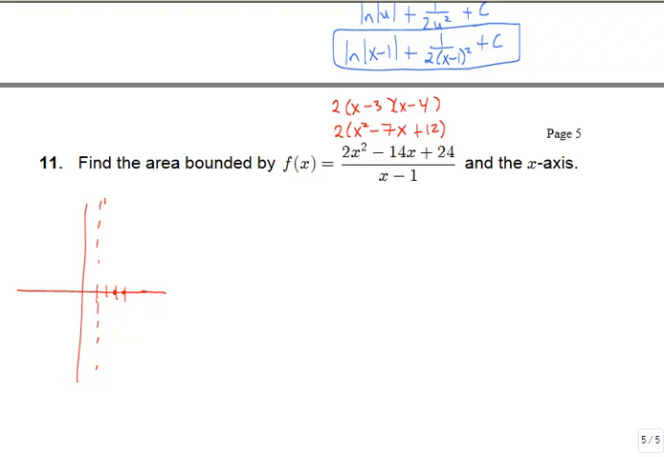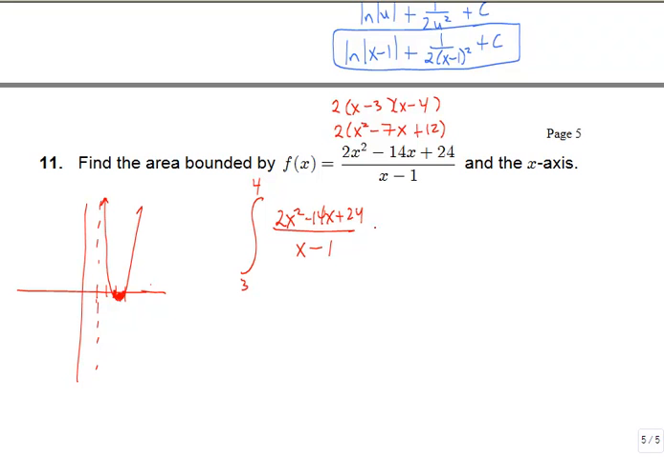So this graph, and you can verify this on your calculator, looks something kind of like this. So the area bounded by this curve and the x-axis is this little area down here. That's what we're trying to find. So the integral that's going to represent that is the area under this curve. So we want to integrate this curve over our bounds from 3 to 4.